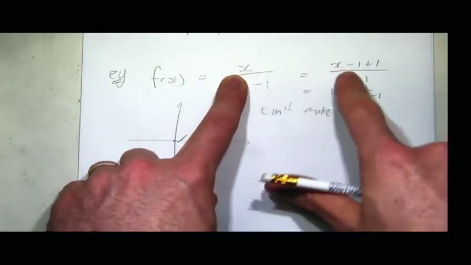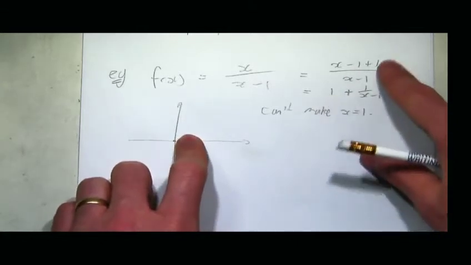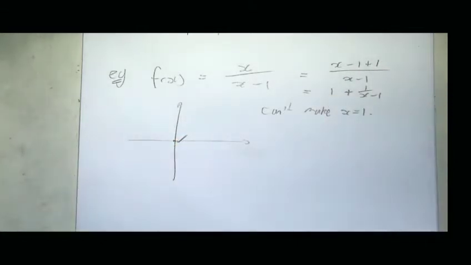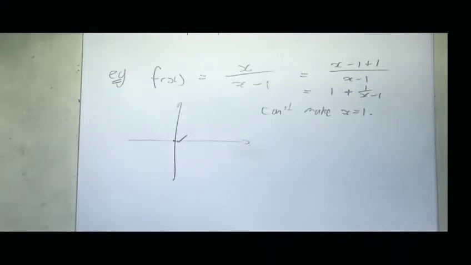x is x minus 1 plus 1. x minus 1 divided by x minus 1 is 1. 1 divided by x minus 1 is that. That function, it's much more obvious that I can't make x equal 1. The only way to make x equal 1 would be for this to be 0, and it's impossible for that to be 0 without x being infinity, so I can't make x equal 1. But I should be able to make any other value at all.